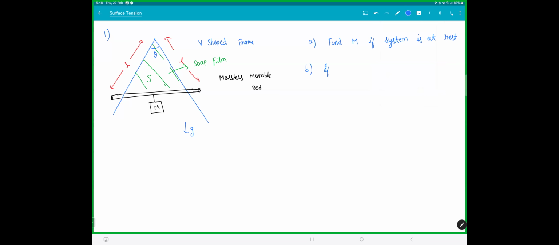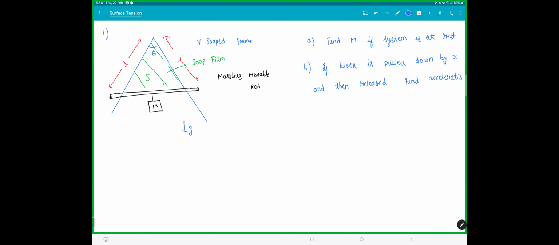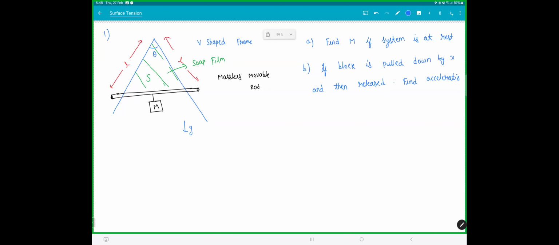Second thing, the block is at rest. Now you catch this block and pull it down by X, and then you release it. Find the acceleration of the block. If you pull it down, the length will increase. There's more upward force than downward force, so the block will accelerate. Find the acceleration of the block.